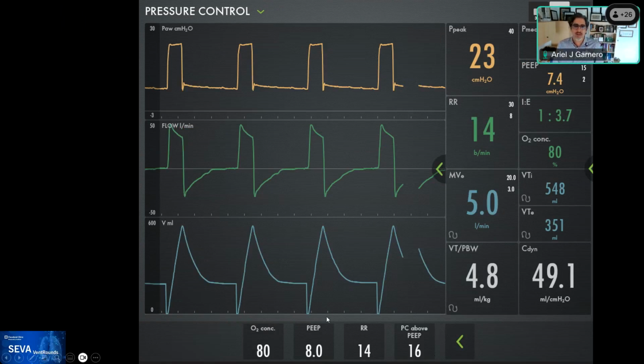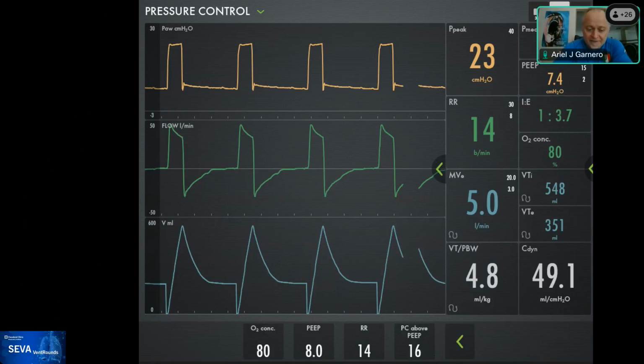The triggering definitely at the beginning was flow, so I changed it to pressure trigger. Flow was definitely false triggering a lot. Pressure trigger of -2 was still false triggering, so I had to go to -5.